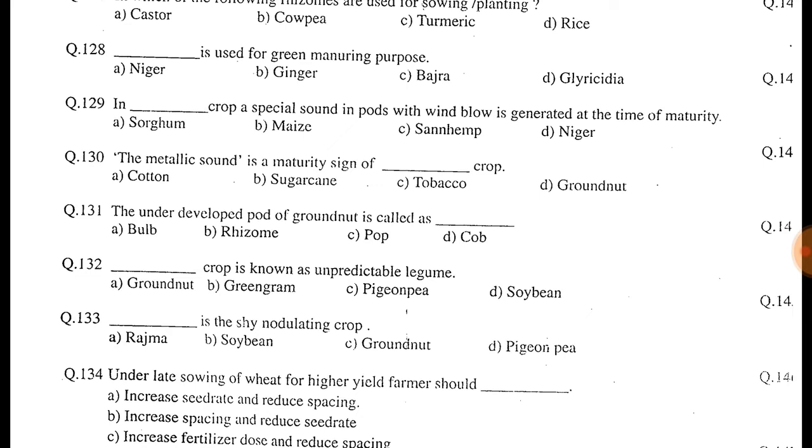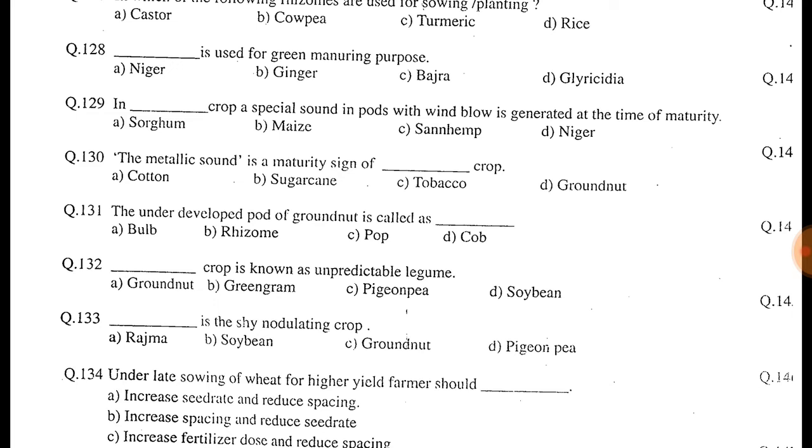129. In sesame crop, a special sound in pods with wind blow is generated at the time of maturity. 130. The metallic sound is a maturity sign of which crop? Groundnut crop. Sugarcane crop, sorry, sugarcane crop. 131. The underdeveloped pod of groundnut is called pop.